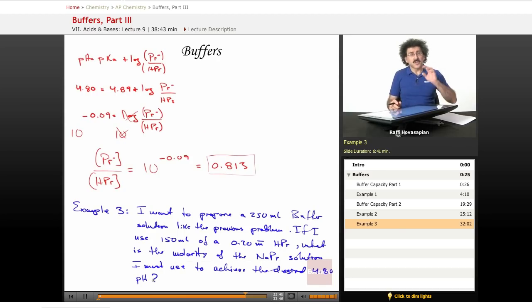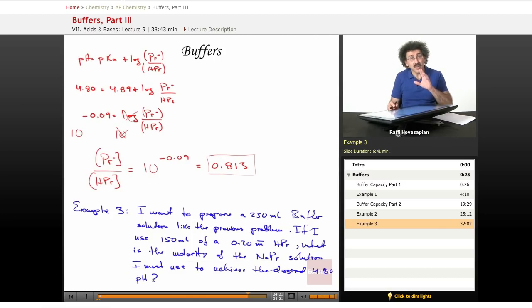Okay, so we said we have a propanoic acid solution, and we know that the ratio has to be 0.813. That was our previous example. Now I want to actually prepare the buffer solution, 250 milliliters of it. Well, I use 150 milliliters of a 0.20 propanoic acid. I know that I have to add another 100 milliliters of the sodium propanoate. But what's the molarity of the sodium propanoate solution that I must use in order to achieve the desired pH?